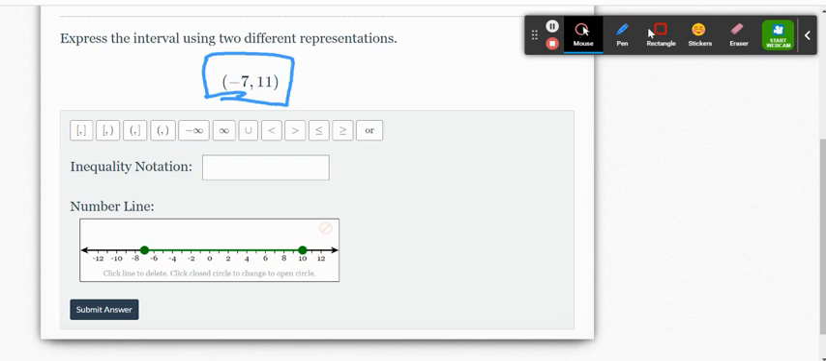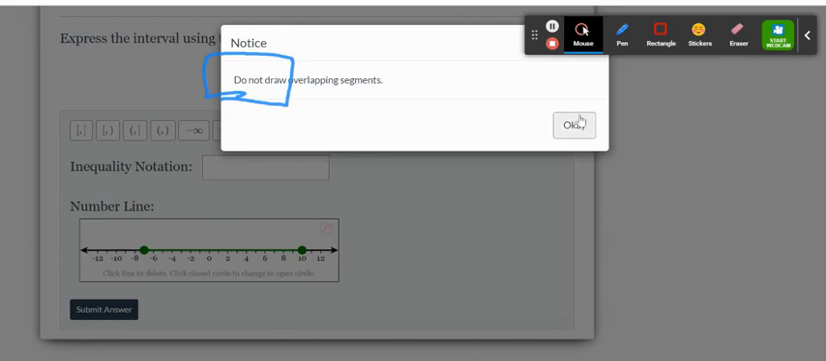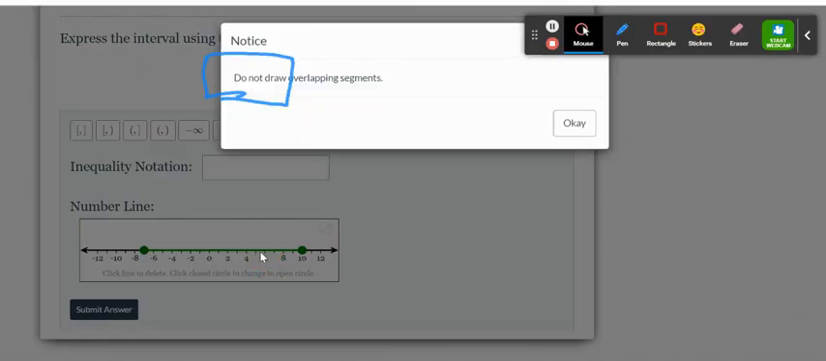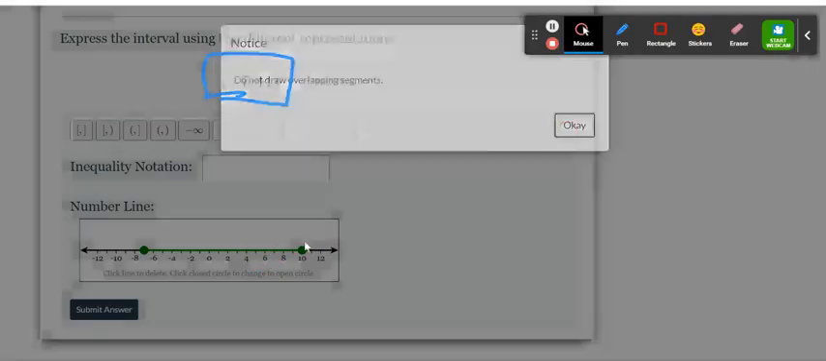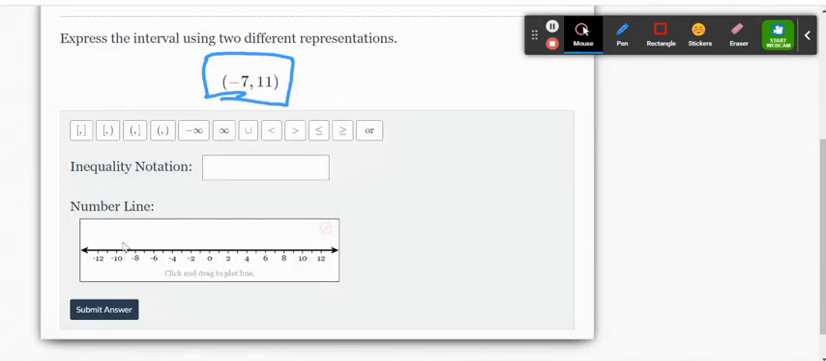Oops, I didn't drag far enough. Let's try that again, see if I can't. I can't. Darn. I got to undo it. Okay, let's try it again. -7 all the way to 11. And then you just change the endpoints to be open dots instead of closed dots.